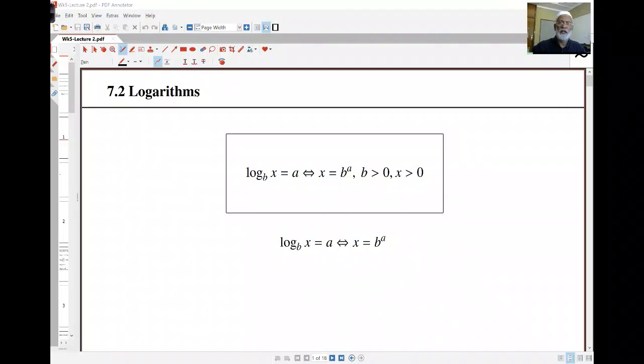Hello again. Now we look at log laws. Logs and indices are exactly the same thing looked at in different ways. If I have, for example, x equals b to the a, where b is the base and a is what we used to call the index, then looking at it this way, the log of x to the base b is equal to a. So this is a log viewed in this way.